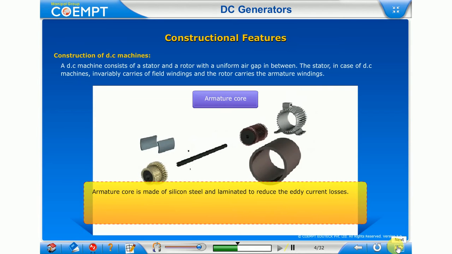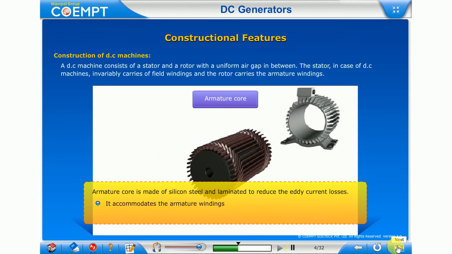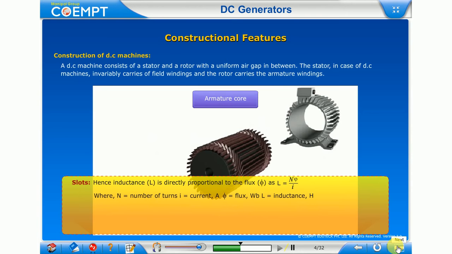Slots. Hence, inductance is directly proportional to the flux as L is equal to N phi by I, where N is the number of turns, I is the current measured in amperes, phi is the flux measured in Webers, and L is the inductance measured in henries. Open slots are preferred because leakage flux reduces, hence inductance reduces, thereby commutation will improve. Armature slots are skewed to reduce the vibration.